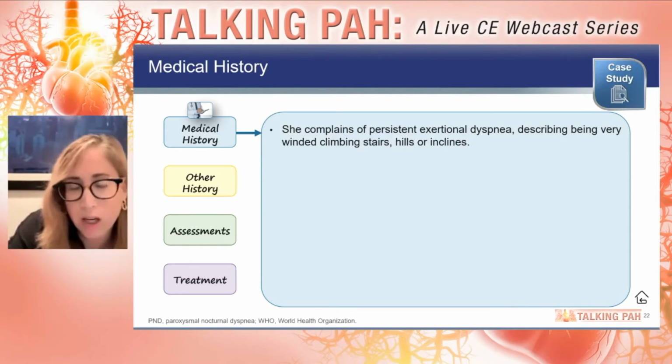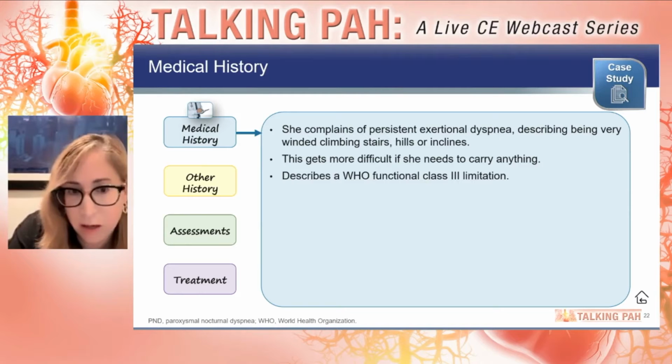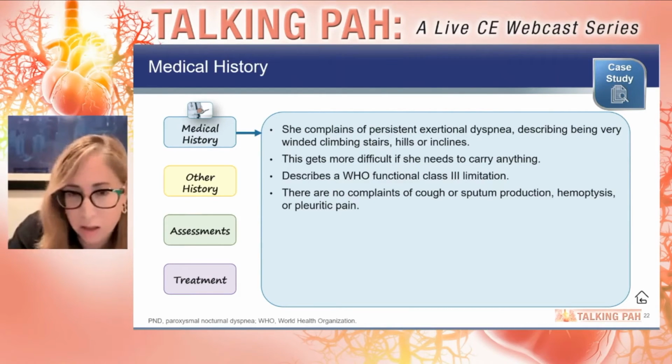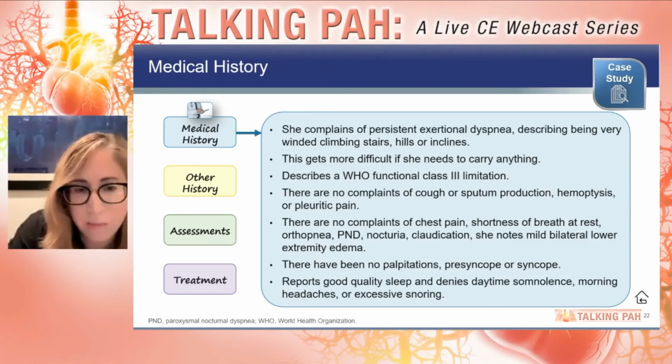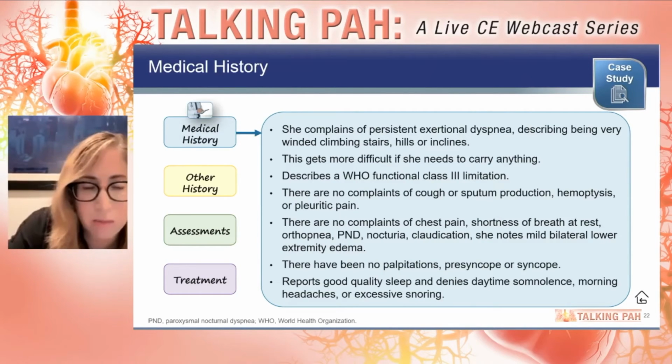So with her history, she had exertional dyspnea, climbing stairs, hills and inclines, which is not normal for a 25-year-old. When she has to carry anything, especially upstairs, she gets dyspnea and pre-syncopal. She's functional class 3 in our functional class system, which is intermediate to high. She's able to do things, but she is quite limited. She doesn't have any cough or any kind of respiratory symptoms or pleuritic pain. She didn't have any chest pain. And she didn't have signs of left heart failure, which is orthopnea and paroxysmal nocturnal dyspnea, but she did have some lower extremity edema. And she was sleeping pretty well. She denied symptoms that would be consistent with sleep apnea.